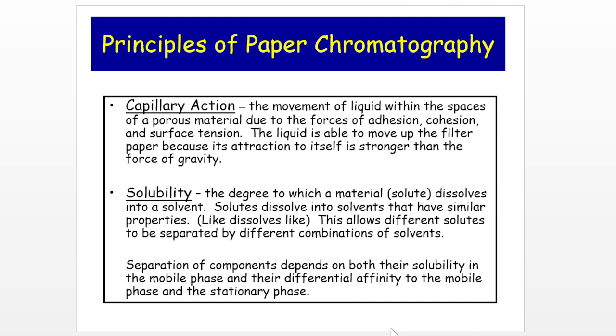Principle of paper chromatography. There are two principles of paper chromatography. The first one is capillary action: the movement of liquid within the spaces of a porous material due to the forces of adhesion, cohesion, and surface tension. The liquid is able to move up the filter paper because its attraction to itself is stronger than the force of gravity. Second, solubility: the degree to which a material, the solute, dissolves into a solvent.